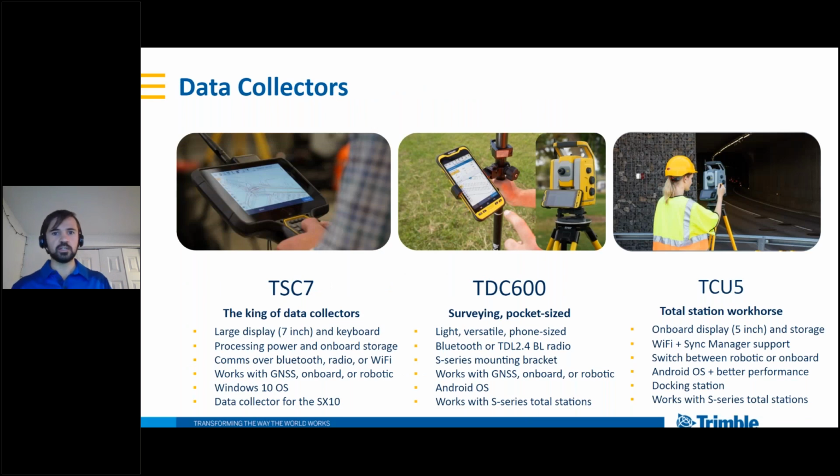Another thing I want to mention is data collectors. This is a big, really important thing, maybe sometimes overlooked in tunnel surveying, is what's collecting the data. And some of these aren't new, but I wanted to mention them anyways to kind of show your different options for doing tunnel surveys. On the left-hand side, the TSC7, which has been out for a few years now, really the king of data collectors, in my opinion. It's that rugged, powerful data collector that really does everything and can be used with anything. While in the middle, we have the TDC600, which is more of your light, versatile, phone-sized unit, which can be used with GNSS and total station.